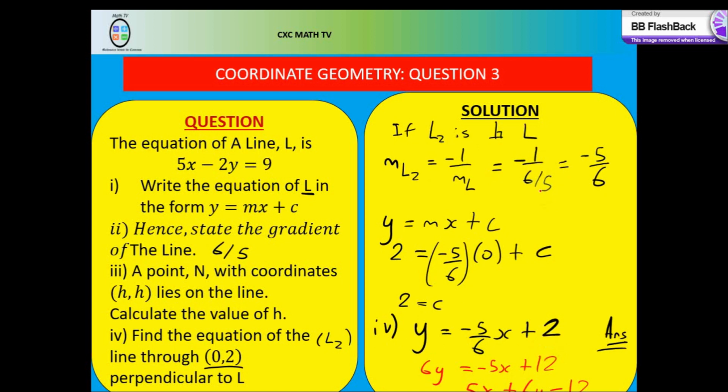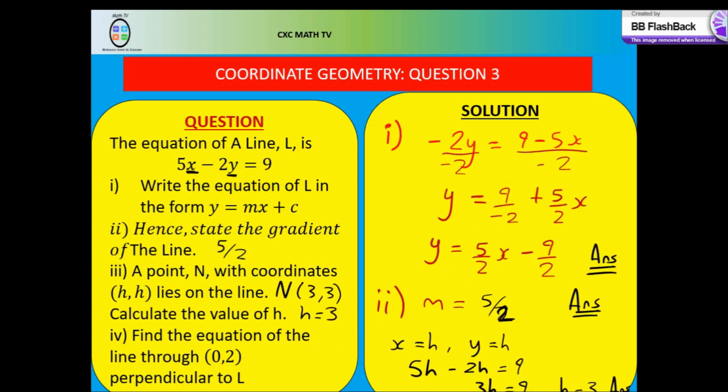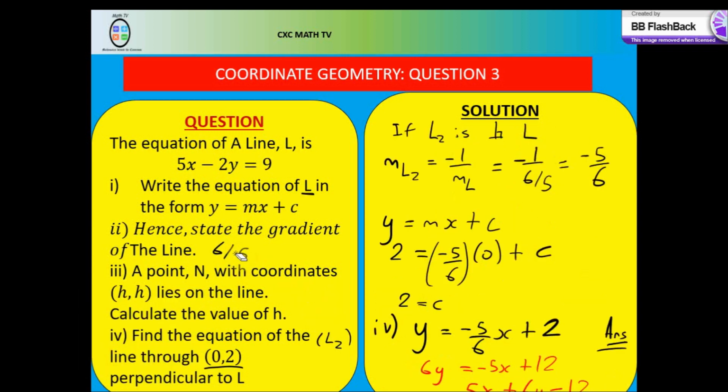Was it 6 over 5? Let me just go back. Oh guys, I don't know why I'm making so many mistakes today. The gradient was 5 over 2. So I was supposed to divide by 5 over 2. See, I'm making so many mistakes today. And I'm not even editing out those mistakes.